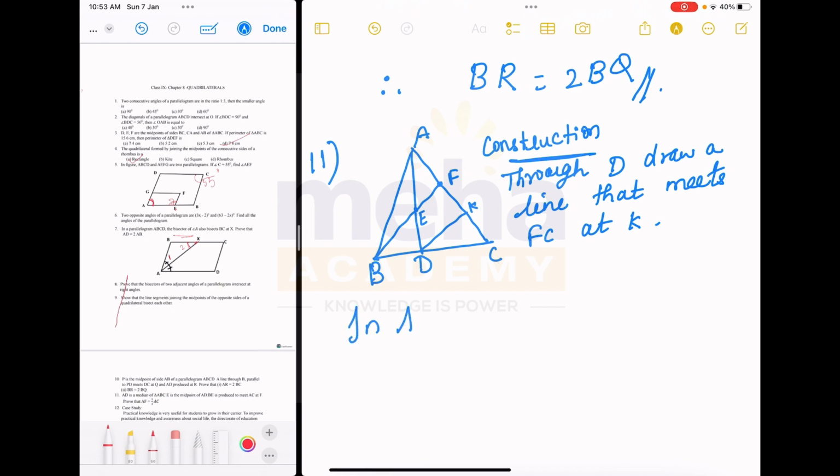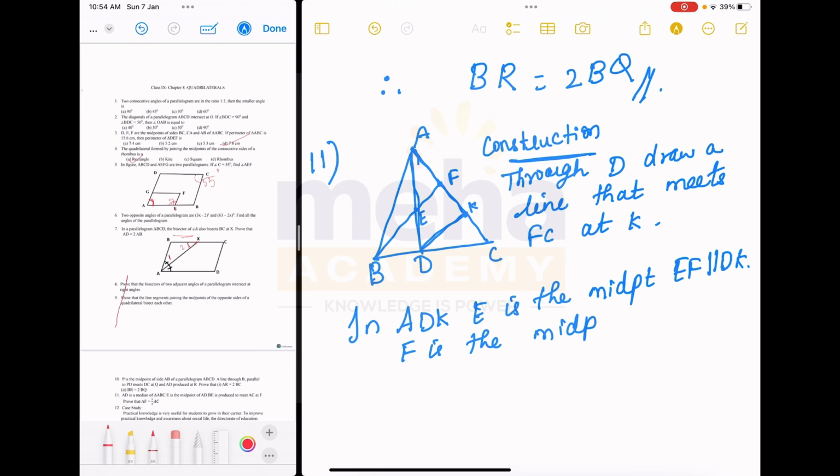In triangle ADK, we know that E is the midpoint and EF is parallel to DK. Then if E is the midpoint, we also know that F is the midpoint. So F is also the midpoint. If F is also the midpoint, we know AF is equal to FK. We will keep this as 1.